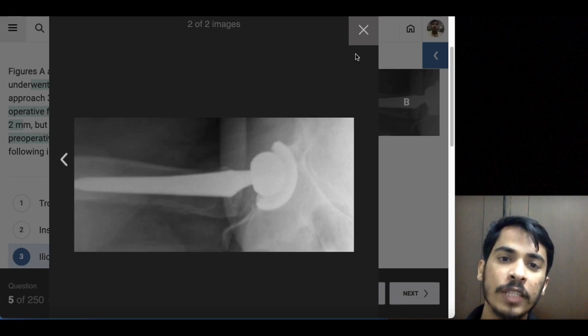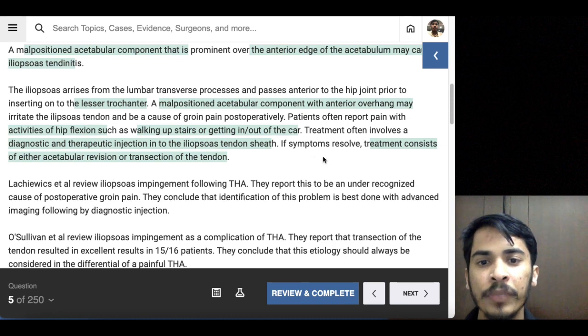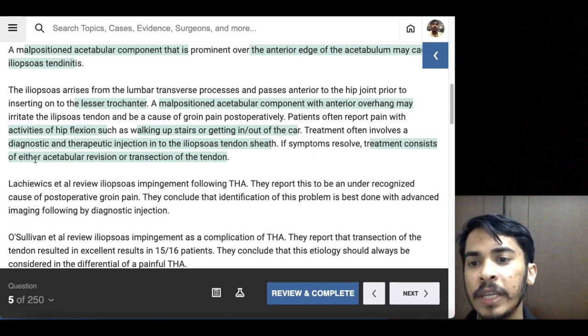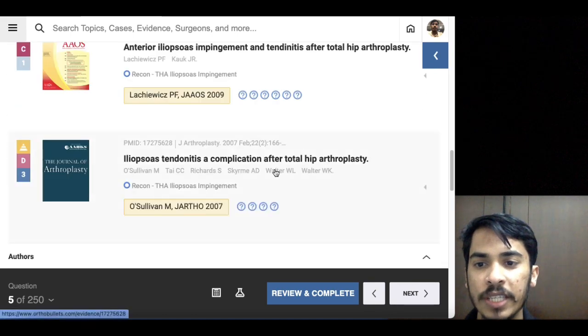So it can cause iliopsoas tendinitis. So iliopsoas tendinitis is the answer. The treatment consists of either acetabular revision or transection of the tendon. For the diagnosis, we can do a diagnostic and therapeutic procedure: we can inject steroid into the iliopsoas tendon sheath.